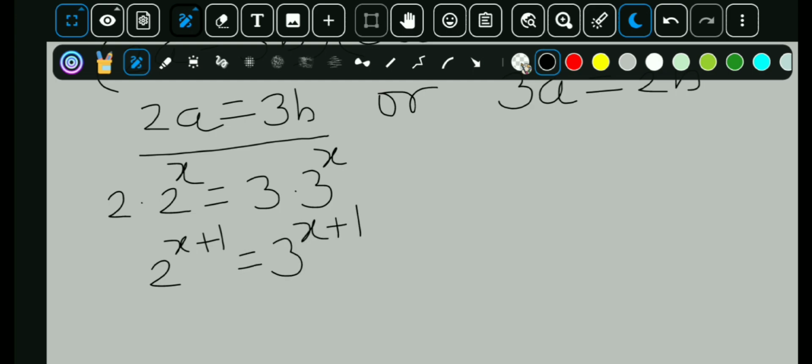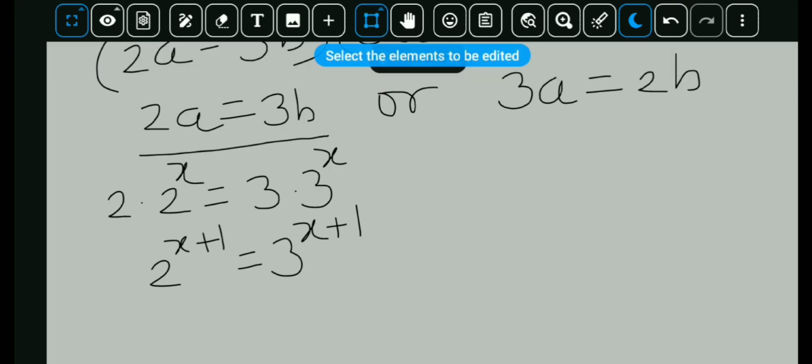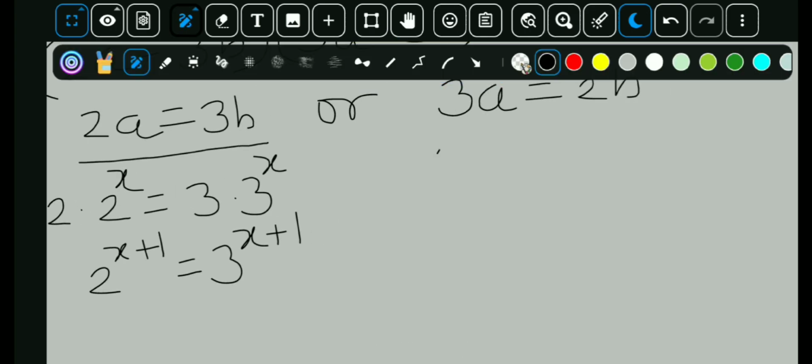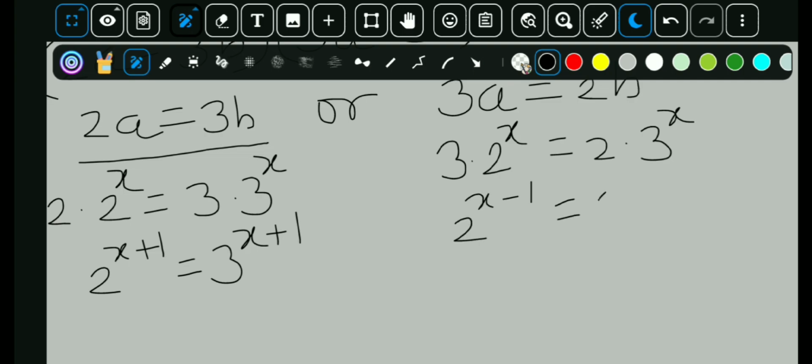Now if we look at the other side, we have 3a = 2b. Again putting in the values, we get 3 into 2^x = 2 into 3^x. Further simplifying a bit, we get 2^(x−1) = 3^(x−1).